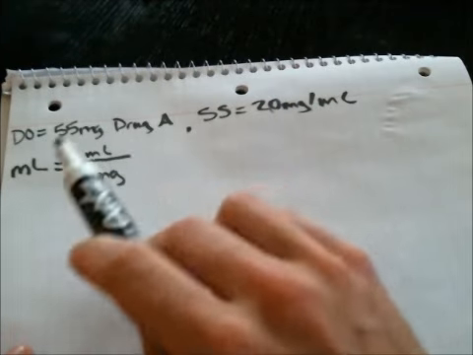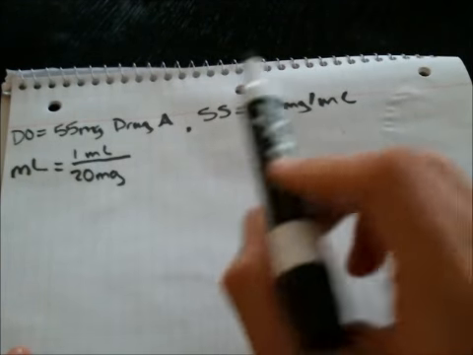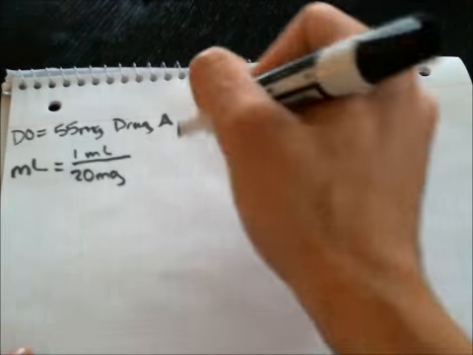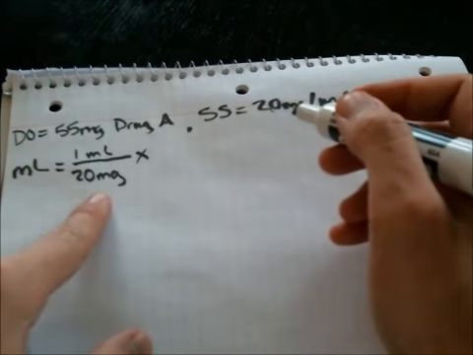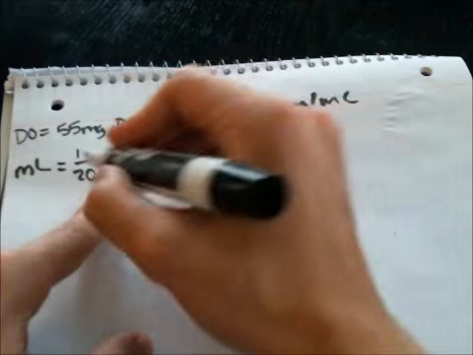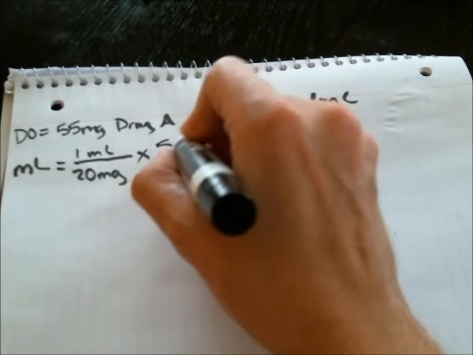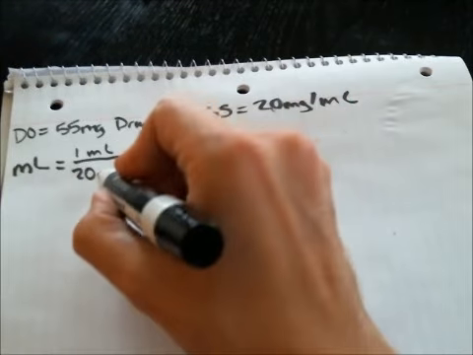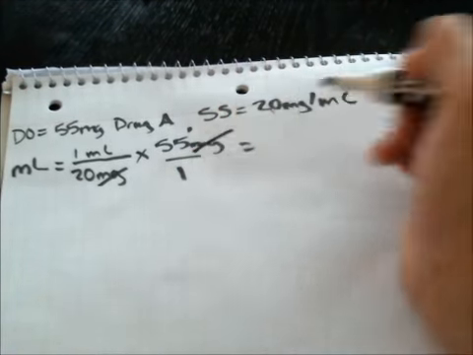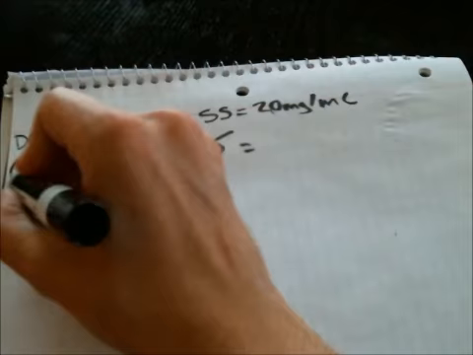So you start with what you're looking for, right? So you do 1 milliliter over 20 milligrams, and we've got our stock supply. We're looking for milliliters, so we need to cancel out milligrams, right? And the next piece of information we have is that the doctor's order was 55 milligrams. That's all there is. We can put it over 1, right? Then we cancel out like units, and all we're left with is milliliters, which is what we're looking for.